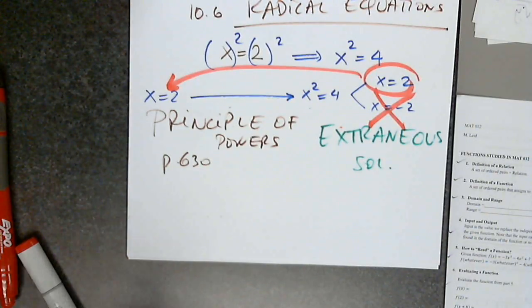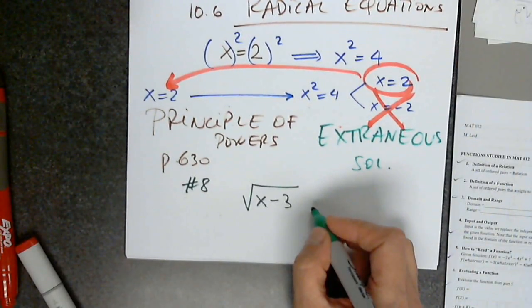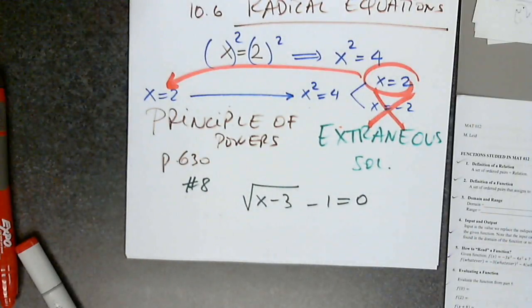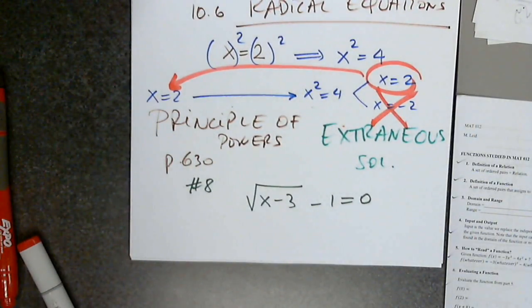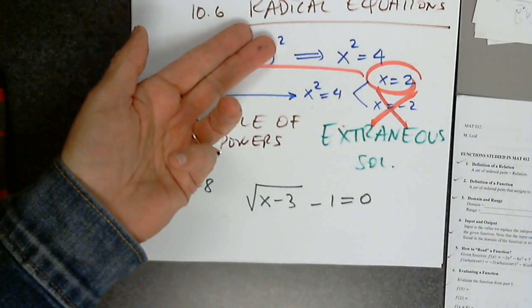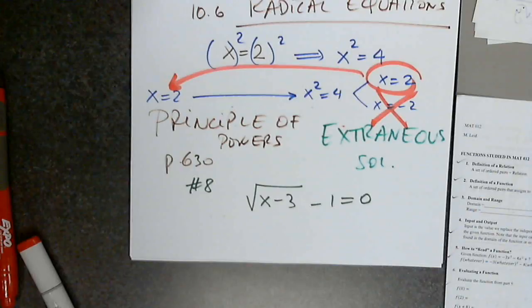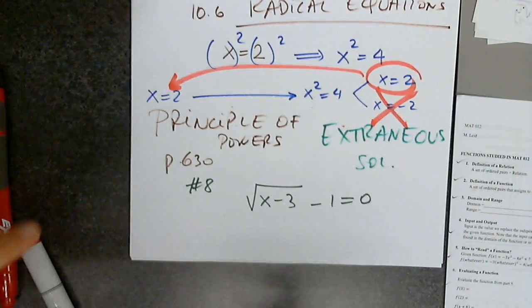Okay, so let's say problem 8. The square root of x minus 3, minus 1 equals 0. Now, of course, I'm going to ask you to solve the equation, but first I'm going to ask you what type of equation it is. Is it linear? Is it quadratic? Or is it radical? Now this one is radical. Okay, how many radicals does it have? I need to isolate the radical. Mandatory. Okay, how do I isolate the radical? Right?